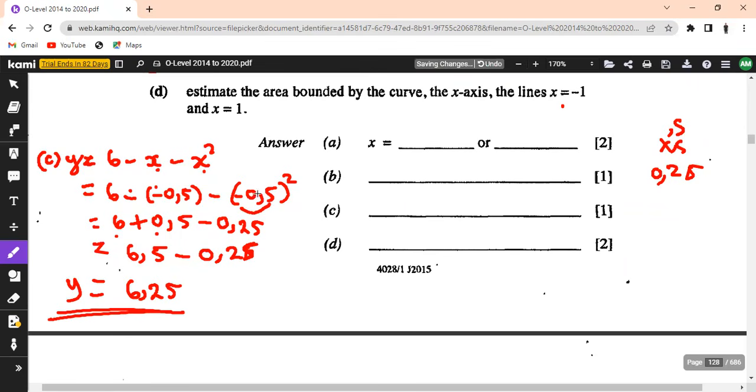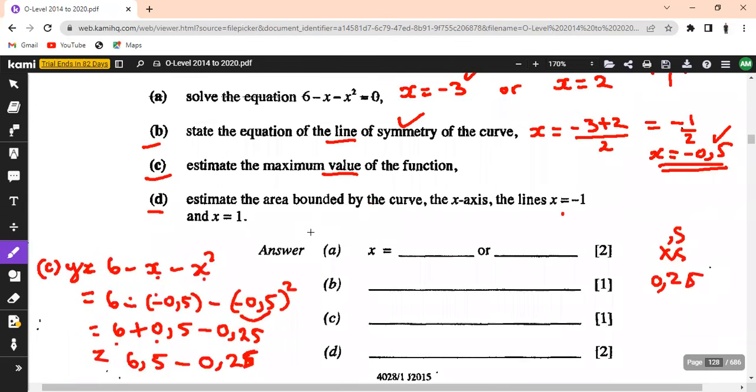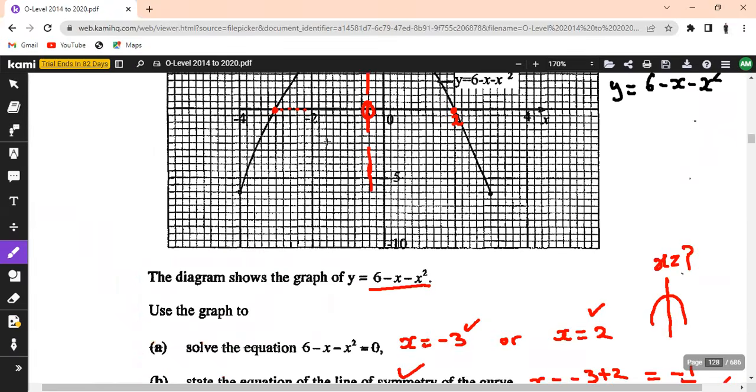Okay, so let's see another part, which is D. Estimate the area bounded by the graph, the x-axis and the lines x is equal to -1 and x is equal to 1. All right, so for area, guys, this is what you're going to do. This part is area bounded, which is the area between the graph and the x-axis. So which means we need this region first.